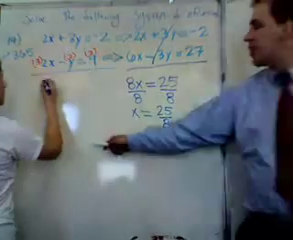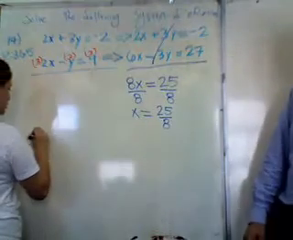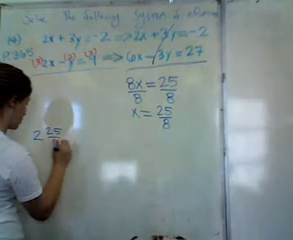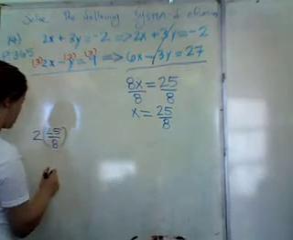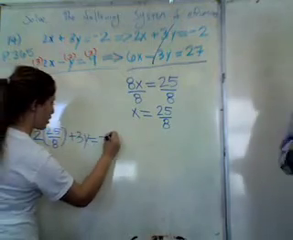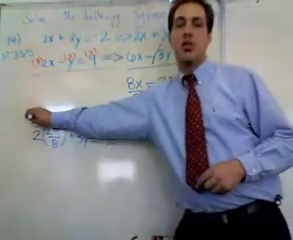2x plus 3y equals negative 2. But do it down here, please. 2x, so it'll be 2 times 25 over 8. Good. 2 times 25 over 8 plus 3y equals negative 2. Right?